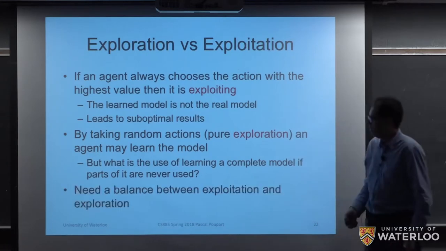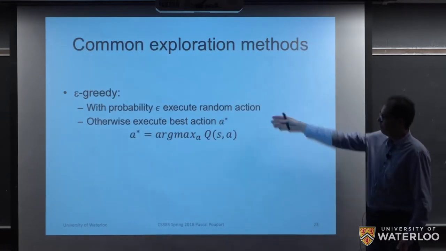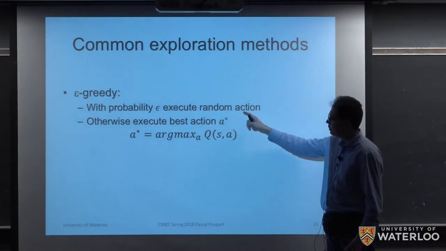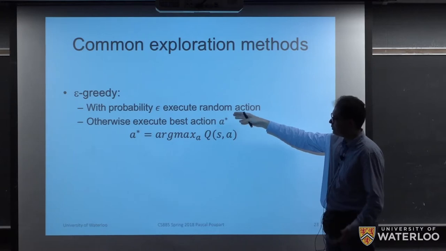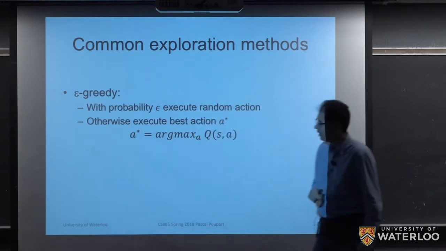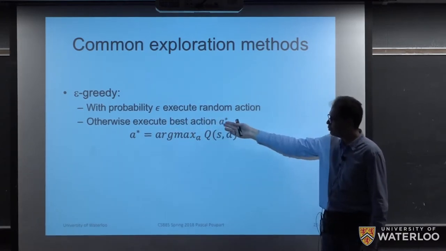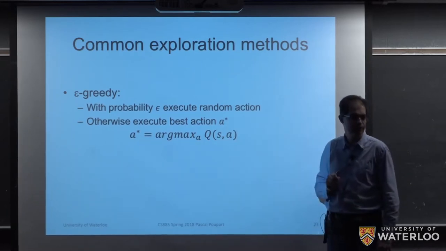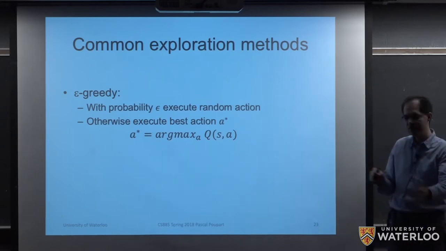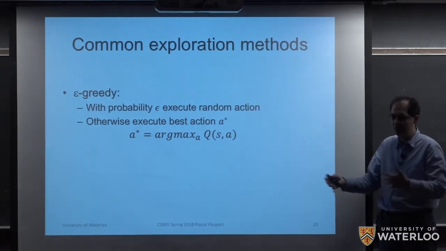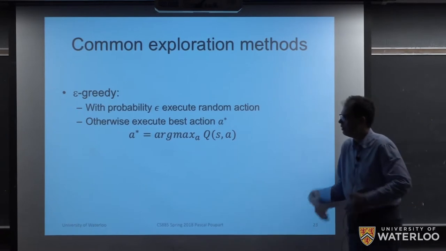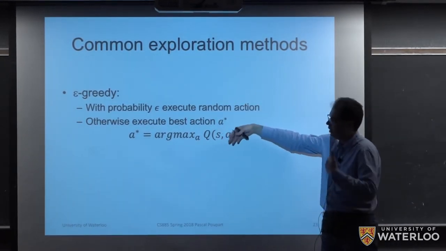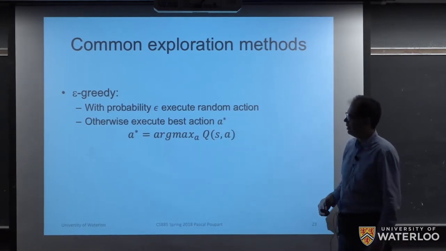Okay, so one very simple approach is just to say that at any step, I'm going to execute an action at random with some probability epsilon, and otherwise, we're simply going to choose the action that is most promising according to the Q function. Okay, so this is a simple way of trading between exploration and exploitation. Right, so we're going to explore with a small probability epsilon, and we're going to exploit the rest of the time.